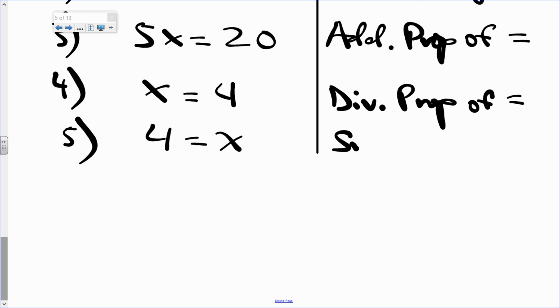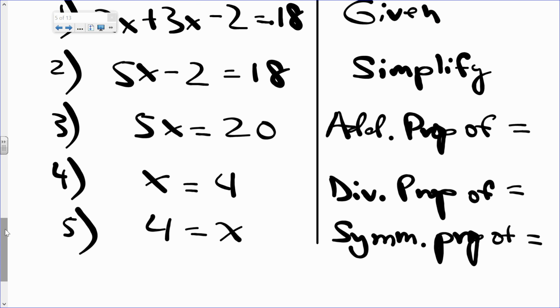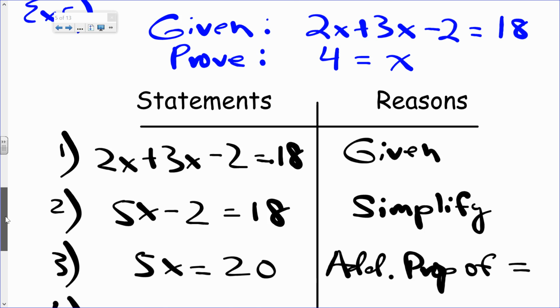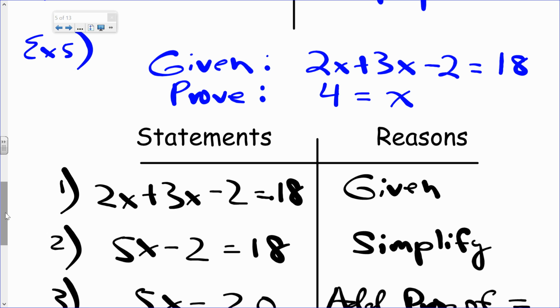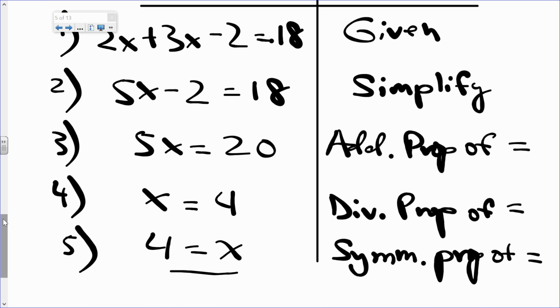Thank you. I'm going to abbreviate: symmetric prop of equality, rocking and rolling. Look, we switched the equal sign. What was once on the left became on the right and vice versa. That's all that said. Notice what we have to prove is always your last line. 4 equals x, that's exactly what we proved. And every single statement was justified by a legitimate reason.